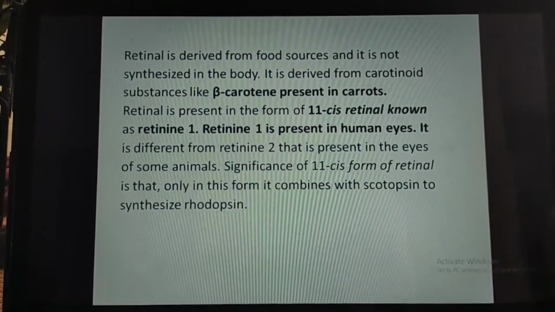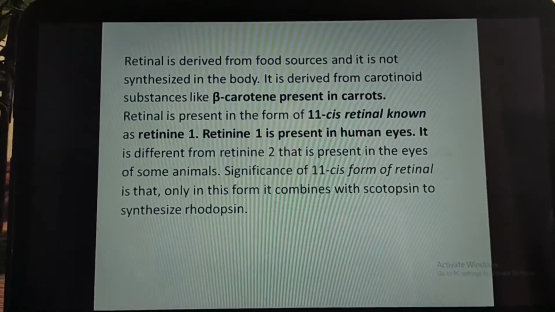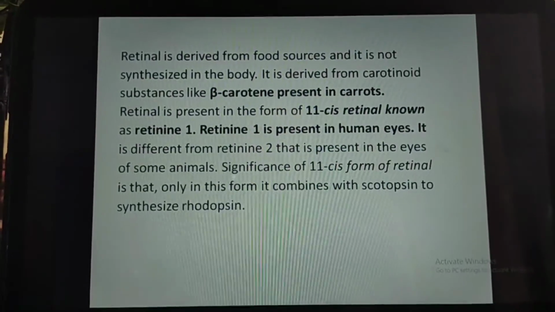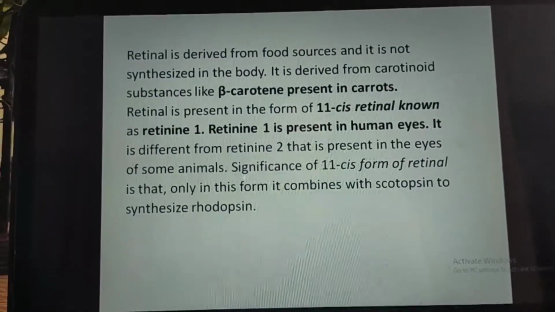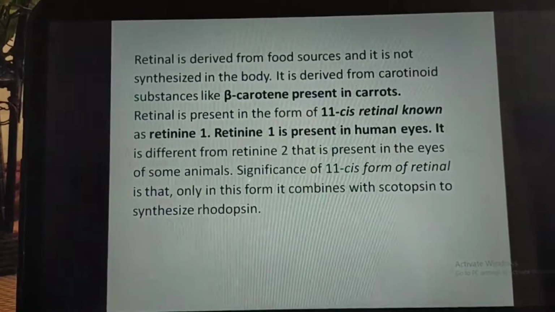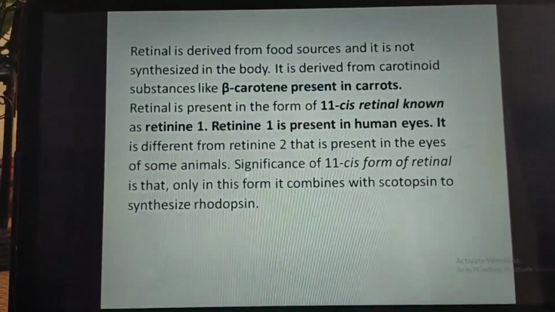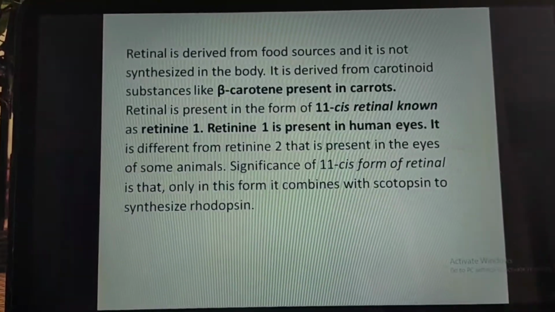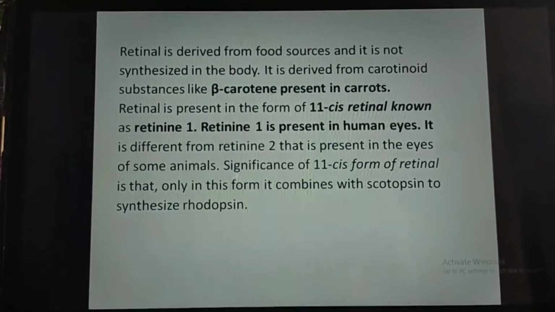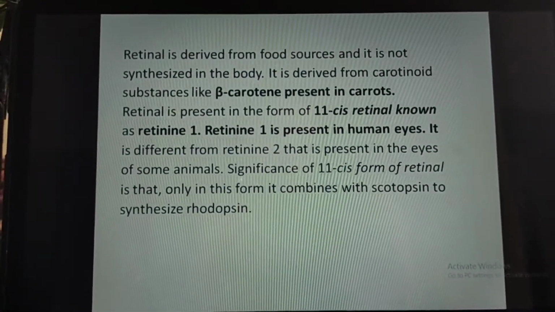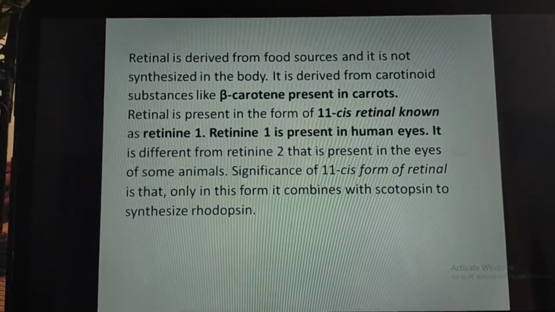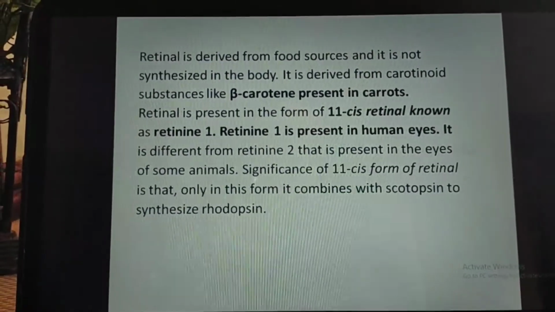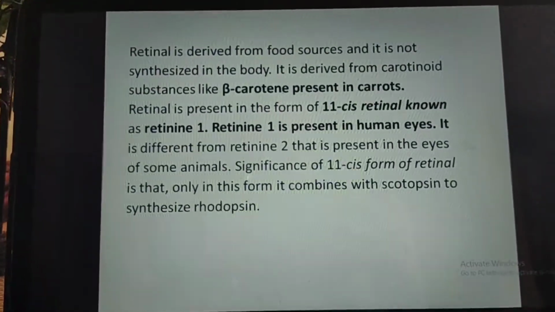Retinal is present in the form of 11-cis retinal, known as retinene 1. Retinene 1 is present in human eyes. It is different from retinene 2, which is present in the eyes of some animals. The significance of the 11-cis form of retinal is that only in this form does it combine with scotopsin to synthesize rhodopsin.